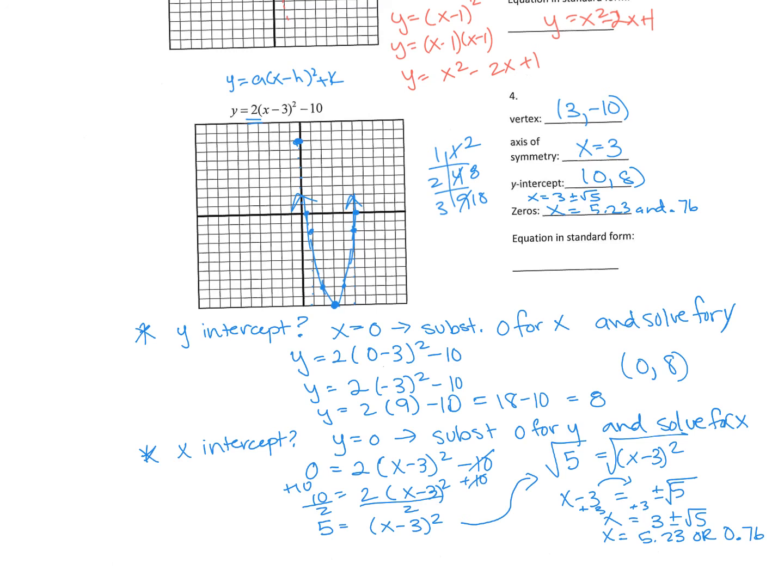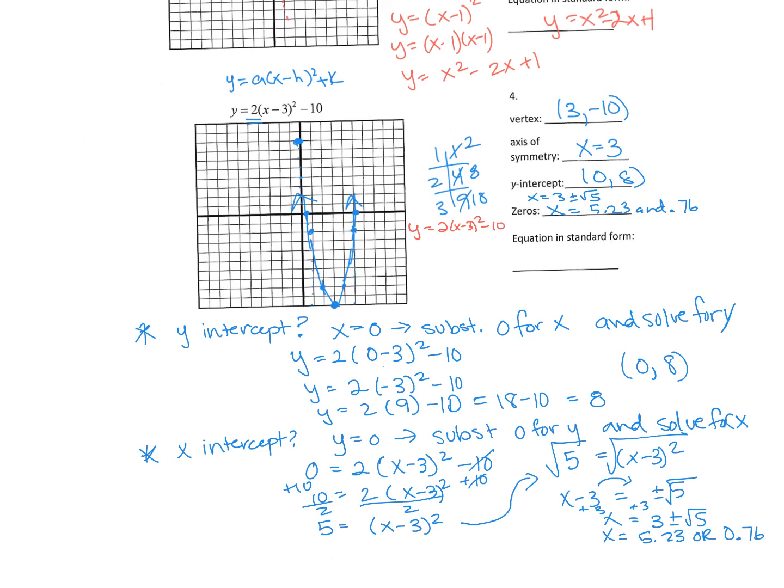And you can kind of see that in my rough sketch. It looks like that's about where I was. What's my equation in standard form? This is when I have to multiply everything out. So in this problem, I have 2 times (x minus 3) squared minus 10. Let me go back and rewrite that as a minus 10. So be careful with your algebra.